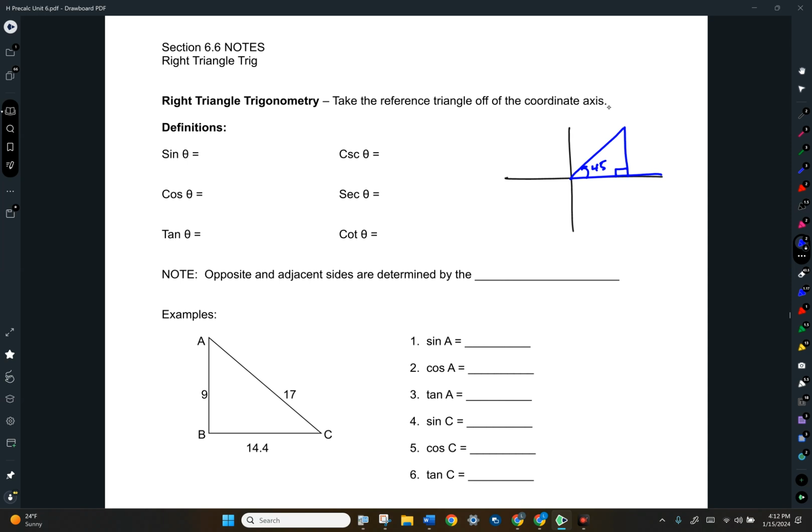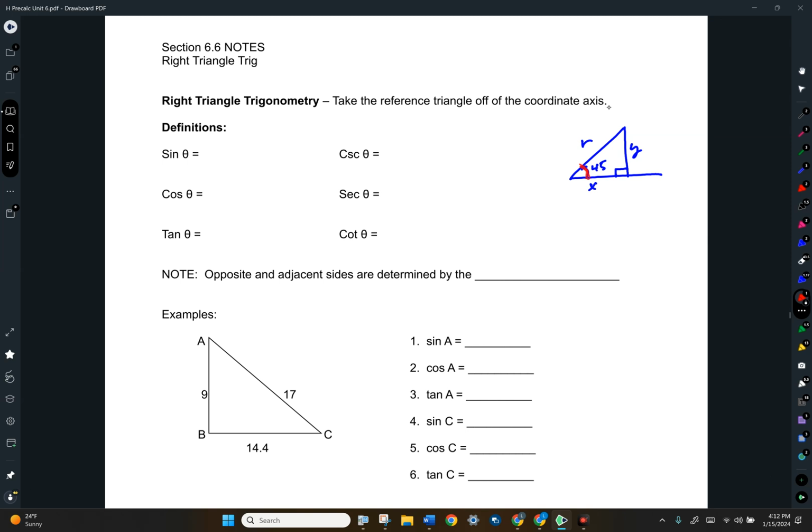And so because it was on the XY axis, we always defined the sides in terms of X, Y, and R, okay? But today we're going to say, well, what if we take the triangle off of the XY axis? If we don't have an XY axis and we just have a triangle, then it doesn't make sense to define it in terms of X, Y, and R. So that's why we're going to define everything in terms of wherever your reference angle is.